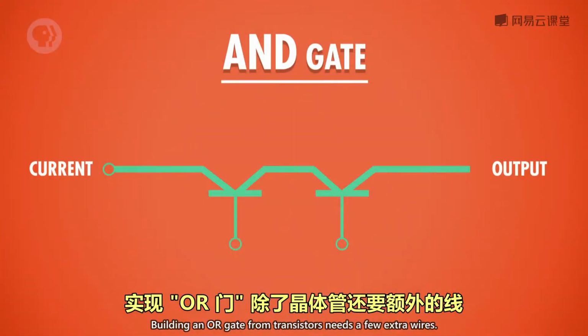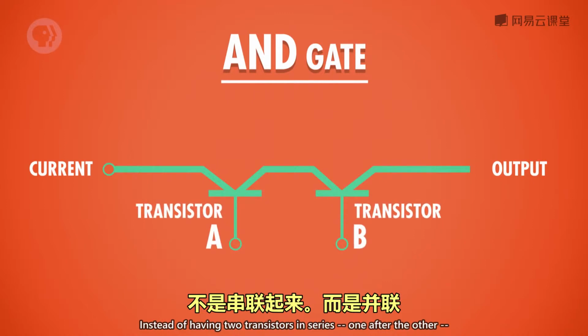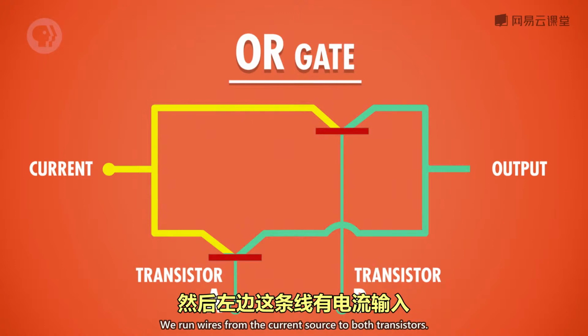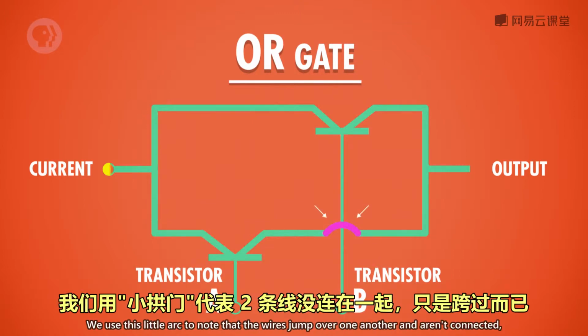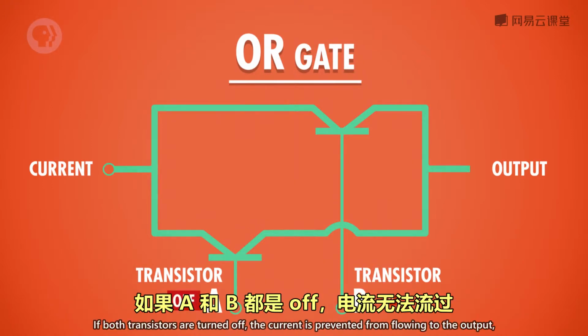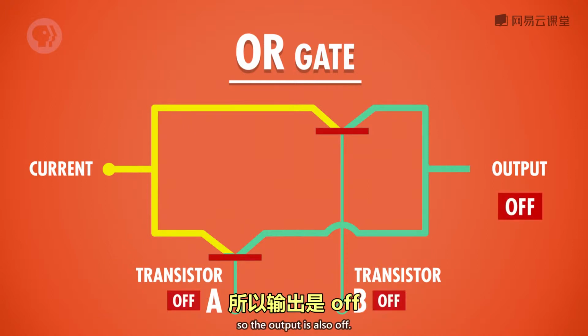Building an OR gate from transistors needs a few extra wires. Instead of having two transistors in series, one after the other, we have them in parallel. We run wires from the current source to both transistors. We use this little arc to note that the wires jump over one another and aren't connected, even though they look like they cross. If both transistors are turned off, the current is prevented from flowing to the output, so the output is also off.